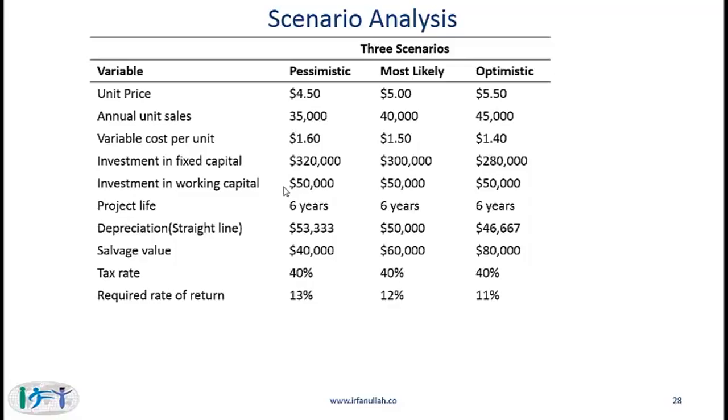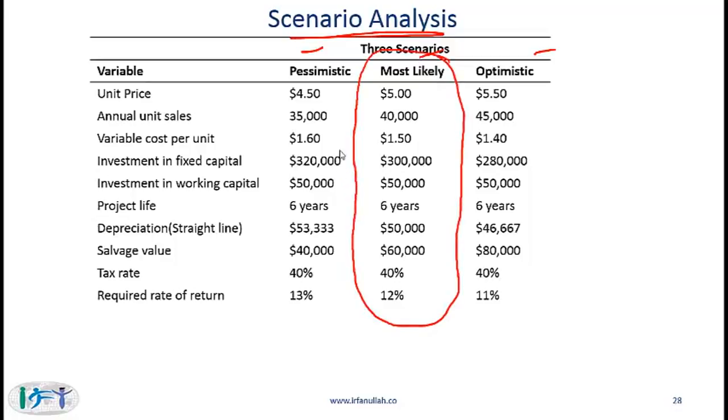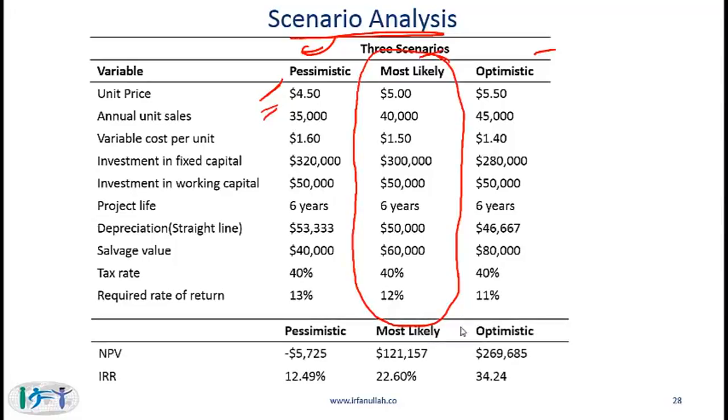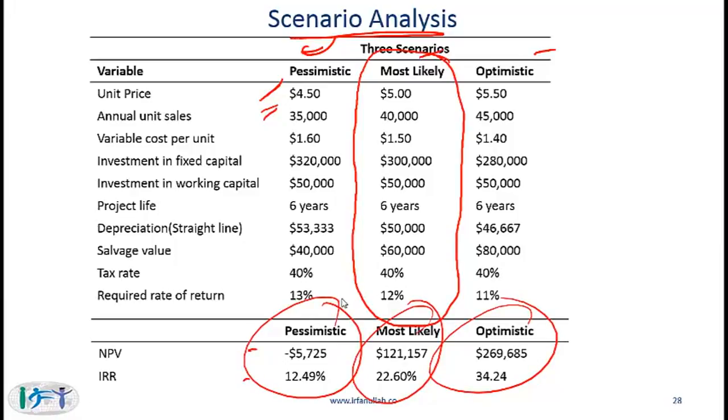The next analysis tool is scenario analysis, where rather than changing one variable at a time, we define 3 different scenarios. The most likely scenario is our base case. We define a pessimistic case where we change multiple variables. So we say that in a pessimistic scenario, what happens to unit price, what happens to sales, etc. And we define an optimistic scenario where everything is good. And then what will we do? We will come up with the NPV and IRR in all three scenarios.